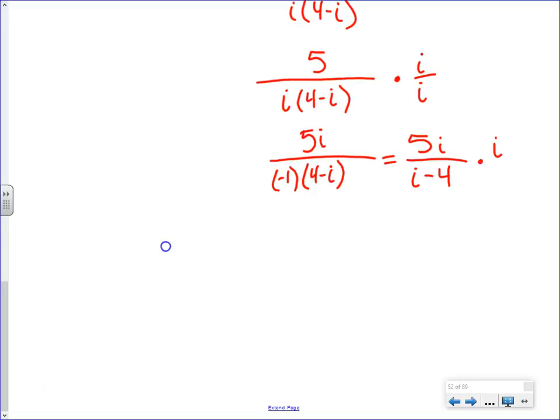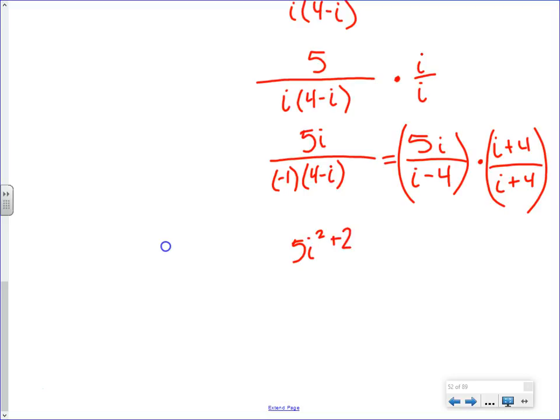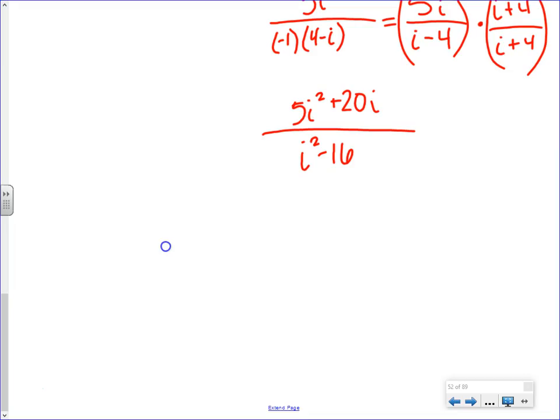What's the last thing we're going to do? 5I squared plus 20I. Wouldn't it be -4? Oh wait, no. I distributed my -1 in, so -4. And I end up with I squared minus 16. Can I make it pretty? Yep, and I'm going to, but you guys can get out of here and I'll see you tomorrow.